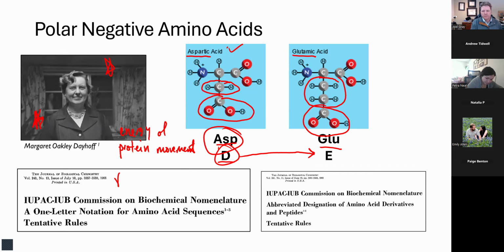And I wanted to grab the titles of these papers because they basically include the rules, the guidelines for how we come up with a single letter code or what constitutes a valid or a good 3-letter code.